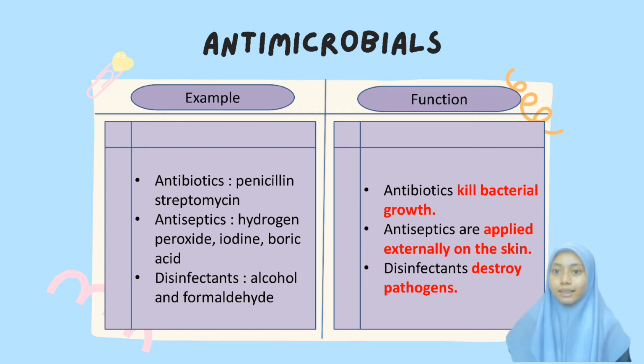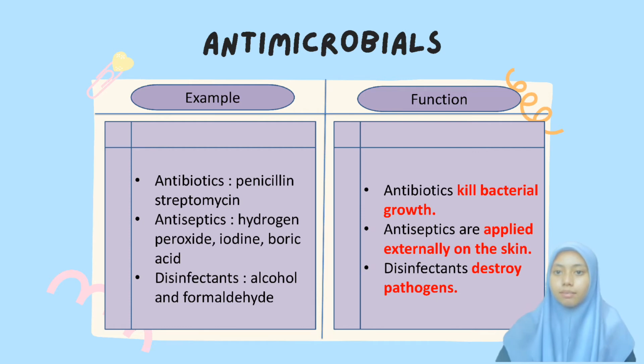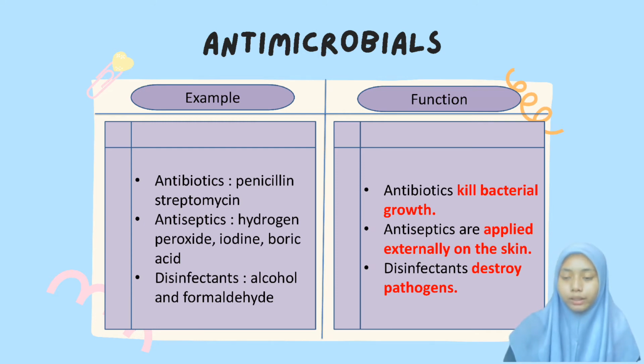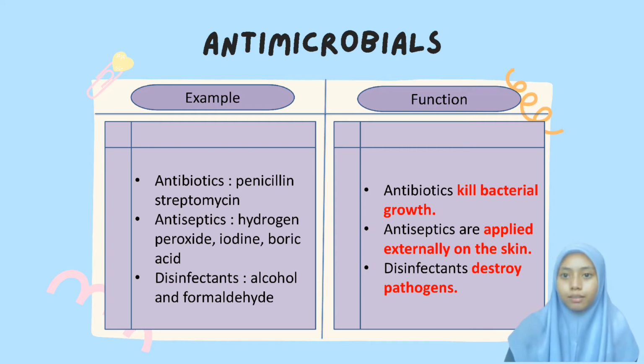The second is antimicrobials. There are 3 examples of antimicrobials. The first one is antibiotics, the second one is antiseptics, and the third one is disinfectants. The examples of antibiotics are penicillin and streptomycin. The examples of antiseptics are hydrogen peroxide, iodine, and boric acid. The examples of disinfectants are alcohol and formaldehyde.